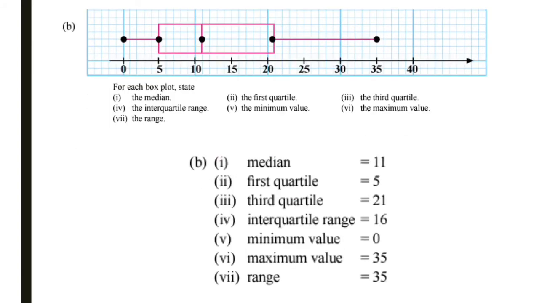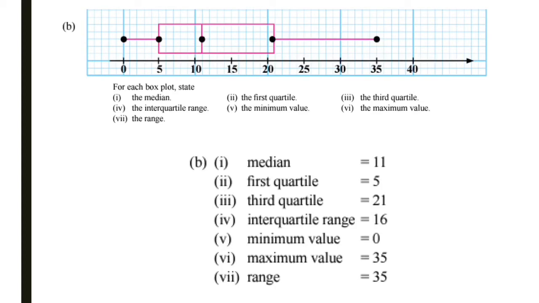For this one, the median is 11. The data at the middle is 11. First quartile is the data to the left of the median, which is 5. And the third quartile is the data to the right of the median, which is 21. So interquartile range is the difference between third quartile and the first quartile. 21 minus 5, 16. And the minimum value is the data at the left, which is 0.